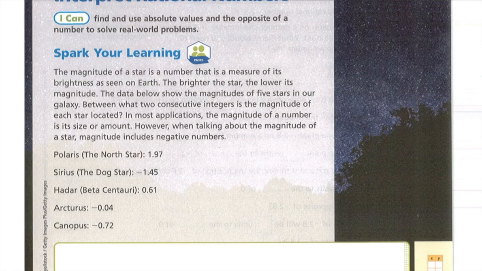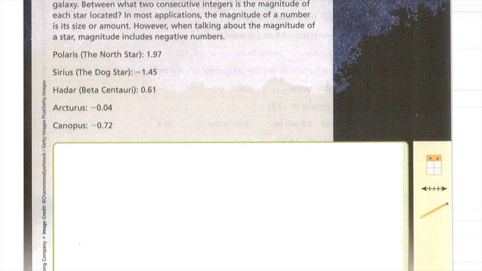All right, so Spark Your Learning. The magnitude of a star is a number that is a measure of its brightness as seen on Earth. The brighter the star, the lower its magnitude. The data below shows the magnitudes of 5 stars in our galaxy. Between what two consecutive integers is the magnitude of each star located? In most applications, the magnitude of a number is its size or amount. However, when talking about the magnitude of a star, magnitudes include negative numbers. So we needed to figure out what two whole numbers or integers these are between.